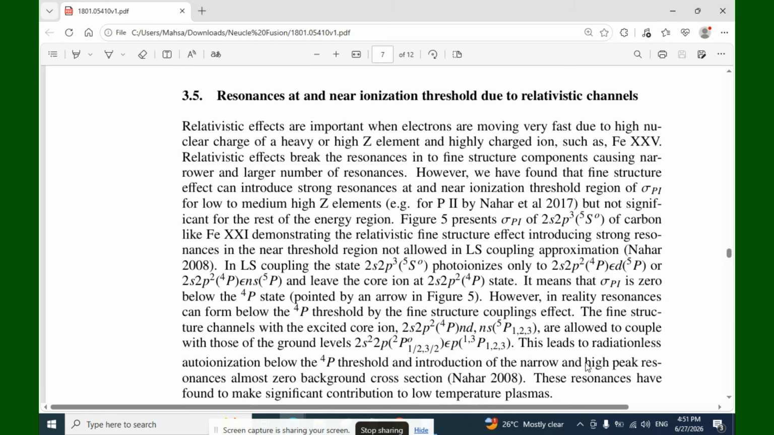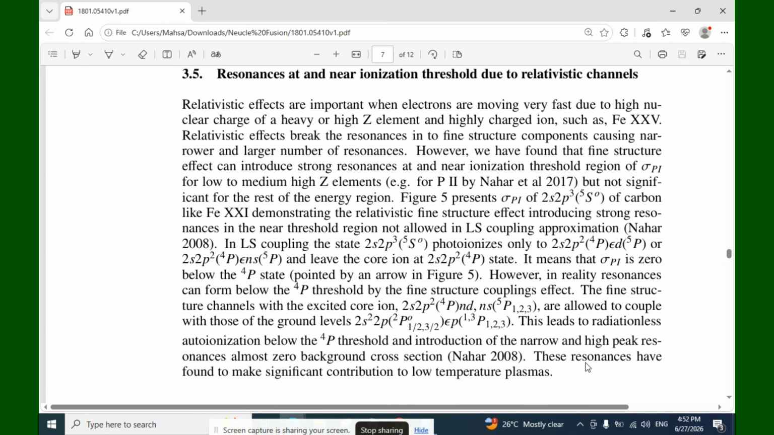However, we have found that the fine structure effect can introduce strong resonances in the near ionization threshold region of sigma PI for low to medium high Z elements, for example PI2 by Nahar and colleagues in 2017, but is not significant for the rest of the energy region. Figure 5 presents this for carbon-like Fe XXI.